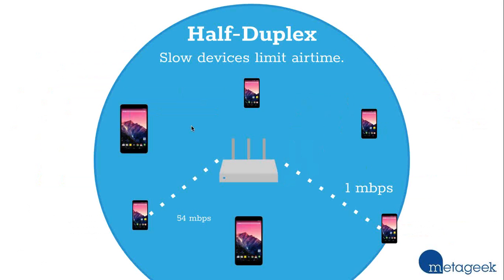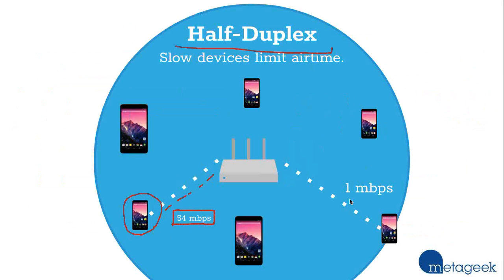Now, the next thing that we need to think about when we're thinking about co-channel interference and the half-duplex nature of Wi-Fi is how fast devices are talking. Let's say that we've got a phone that's relatively close to the access point, so it's able to maintain a nice fast data rate of 54 megabits per second. That's a nice fast 802.11g data rate.